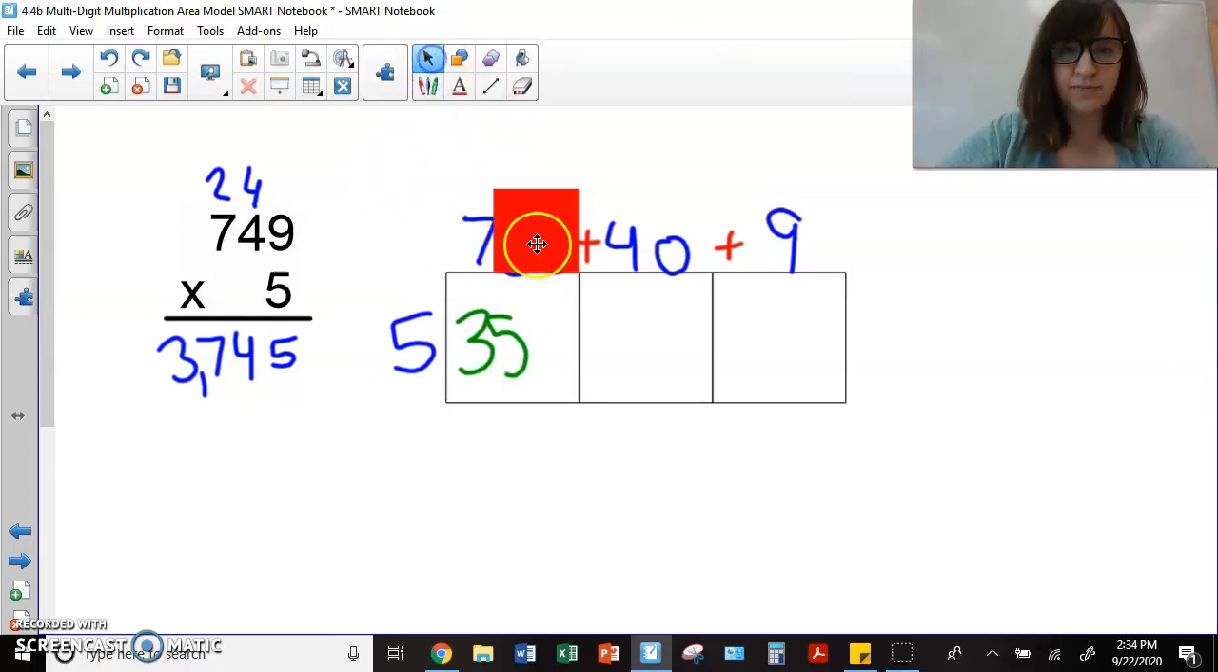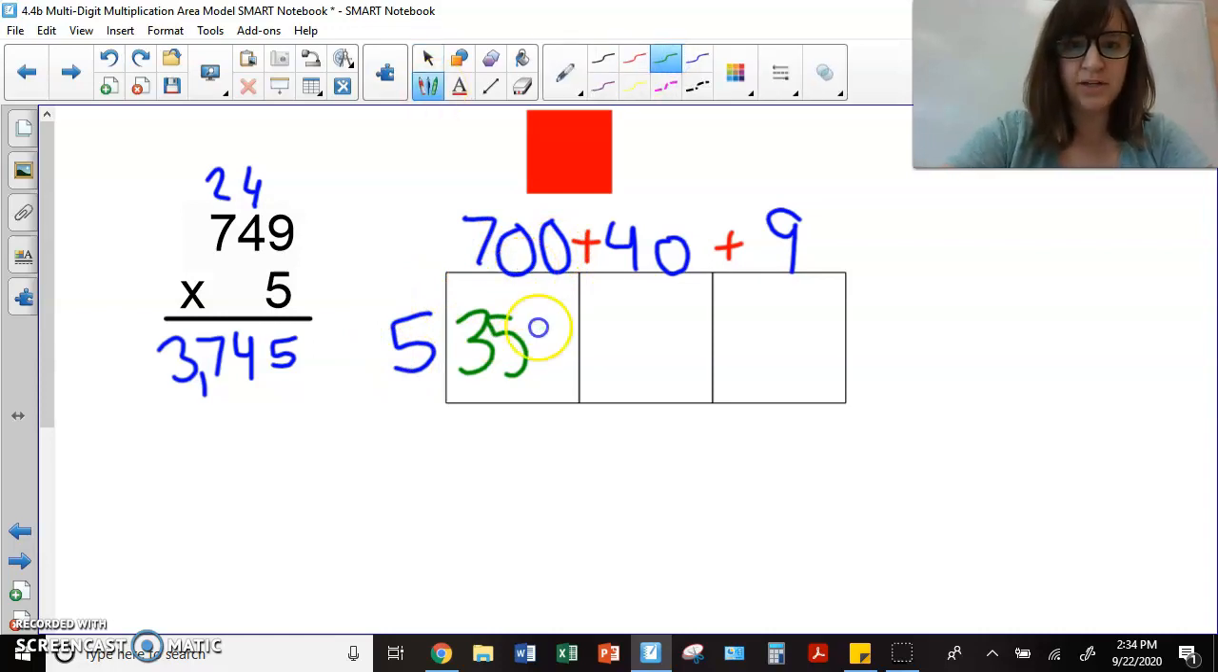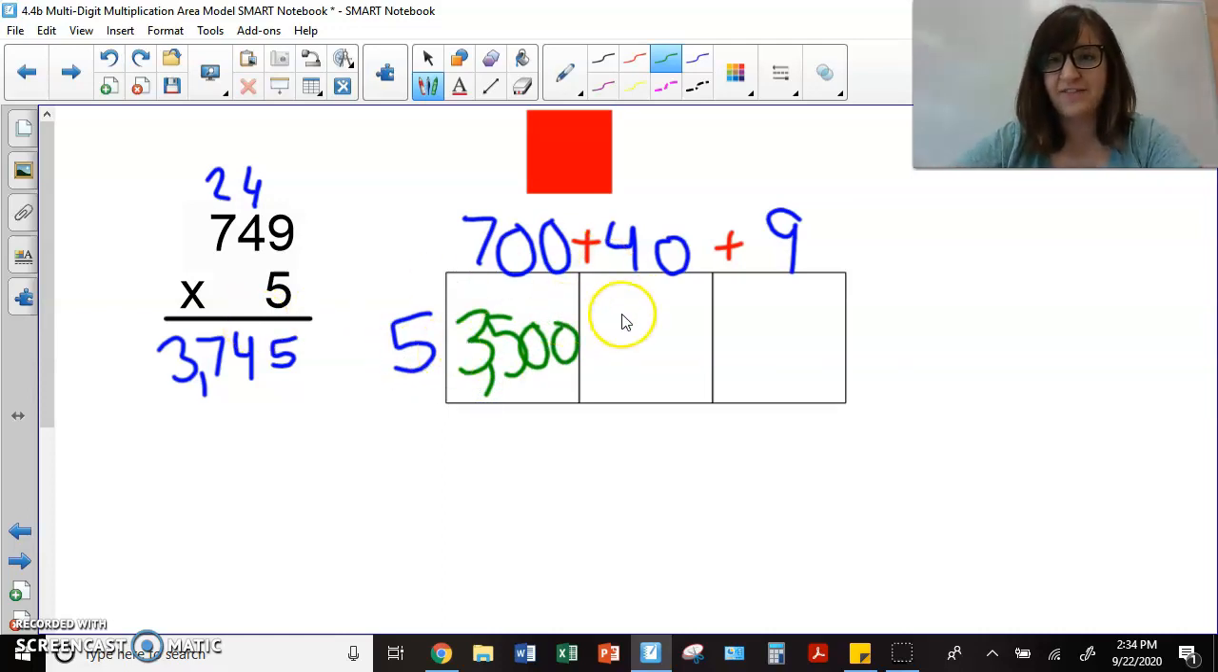I'm then going to move my box away and I see, oh, I have 2 zeros right here. I don't have any zeros after my 5, but I have 2 zeros after my 7. So I'm going to go ahead and put 2 zeros right here. So that means that 700 times 5 is 3,500. I figured that out by multiplying the first two numbers and then adding on the zeros to the end.